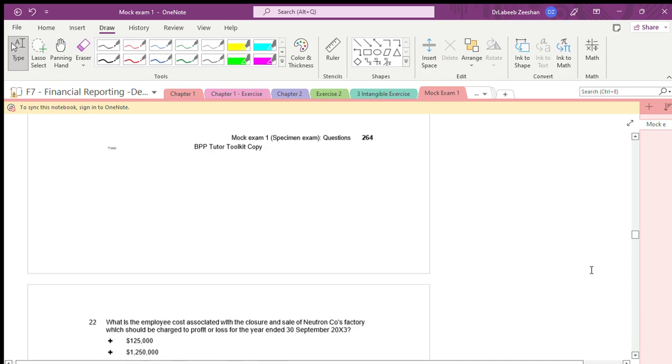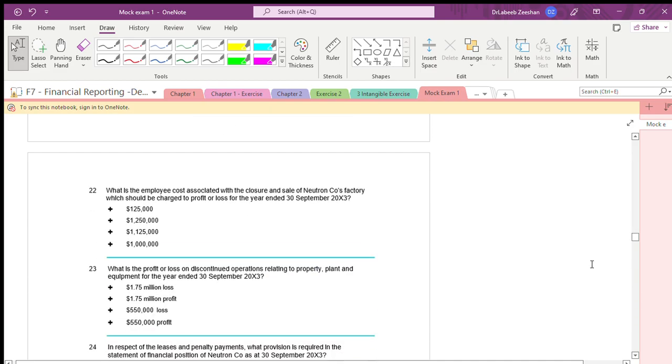Yes. Next. The employee cost associated with the closure and sale of the Neutron factory would be charged to the profit and loss account for the year ended 2003?